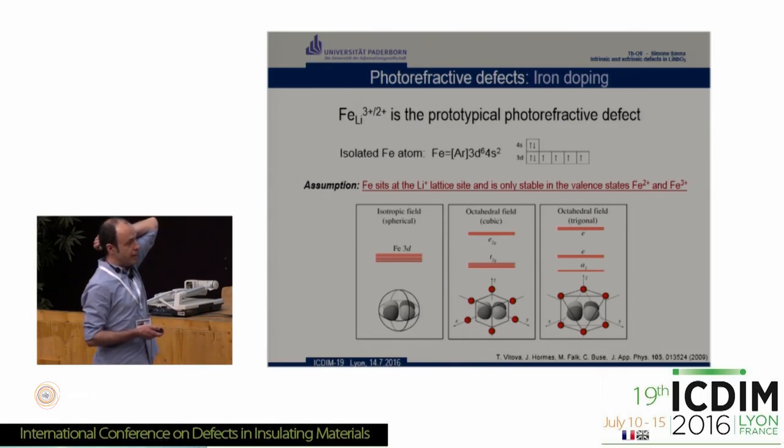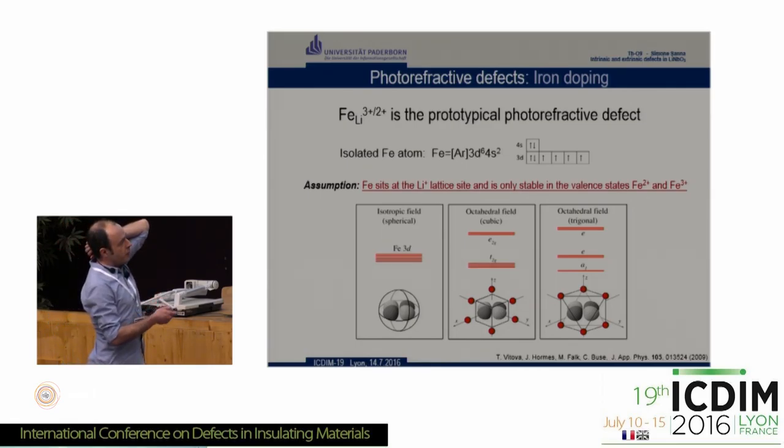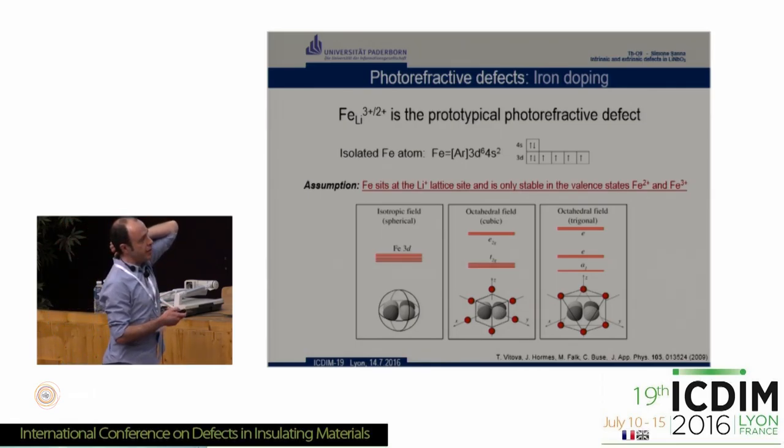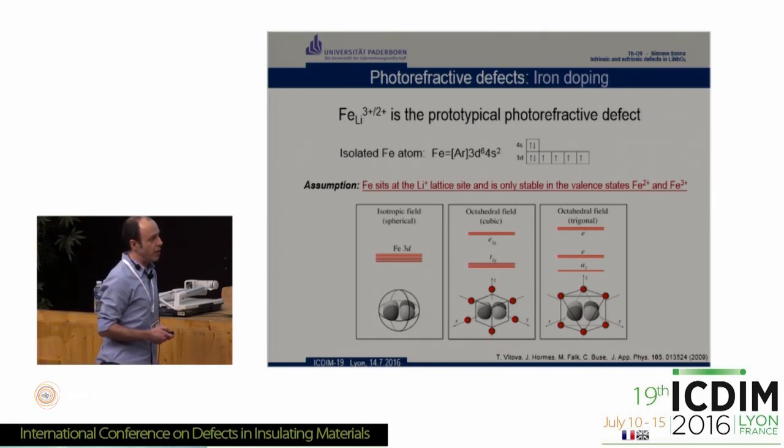As far as well, those are not dopants. Those are intrinsic defects. I'd like to show you something about dopants. I pick one, iron, which is, as I said, particularly important for photorefractive applications. Let's see how it is included in lithium niobate.